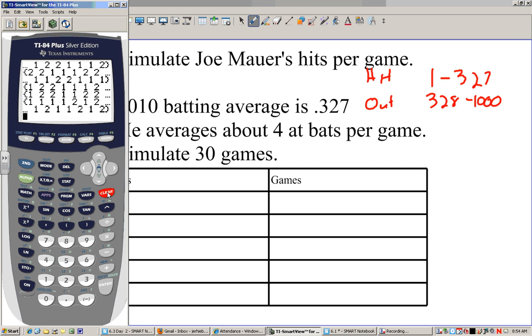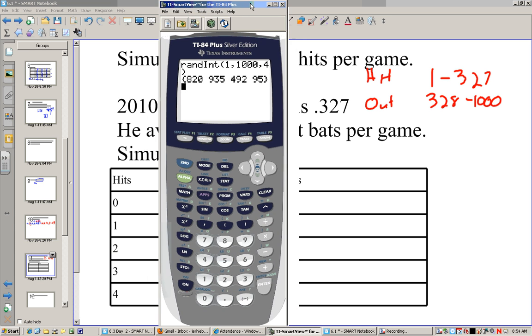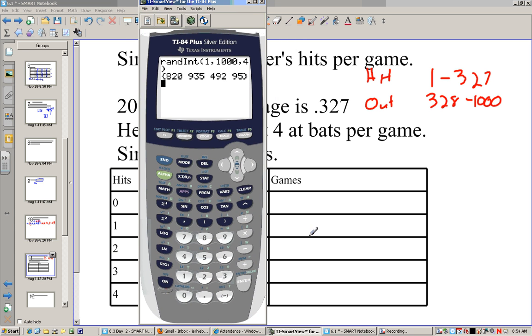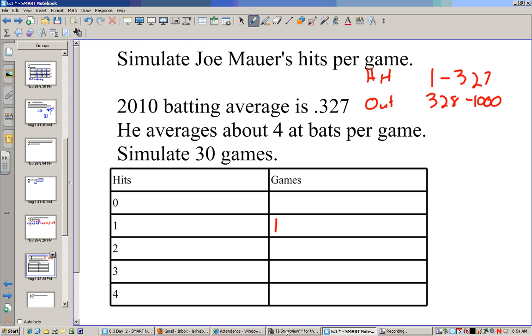So to simulate that, I'm going to do math, go over to random integer, number 5. I'm going to do 1 to 1,000, comma, we're going to do 4 things. So if I hit enter, let's count how many hits he gets. Looks like 1 hit. So I'm going to move this so we can see everything. 1 hit, I'll tell you that here.